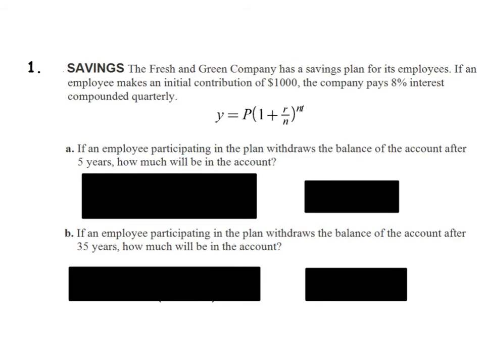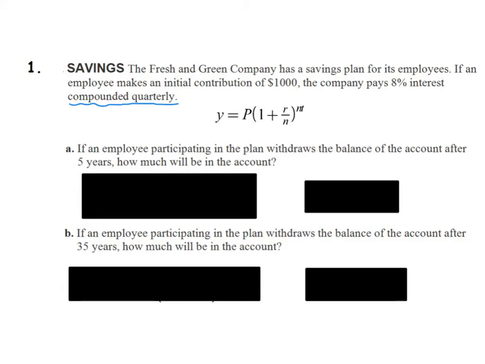Okay, so let's do an example to show you how this works. The Fresh Green Company has a savings plan for its employees. If an employee makes an initial contribution of $1,000, the company pays 8% interest compounded quarterly. So there is the phrase that's important that tells us we're going to use our compound interest formula, which I have written here. Y equals P, parenthesis 1 plus R over N, parenthesis raised to the NT power.